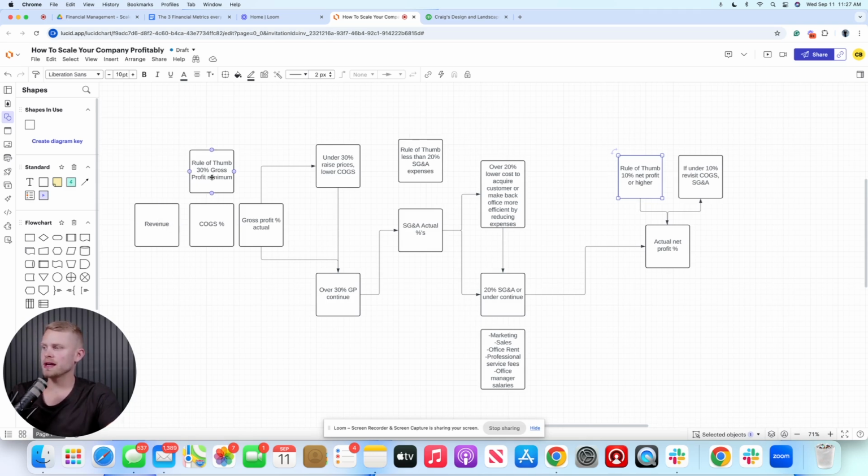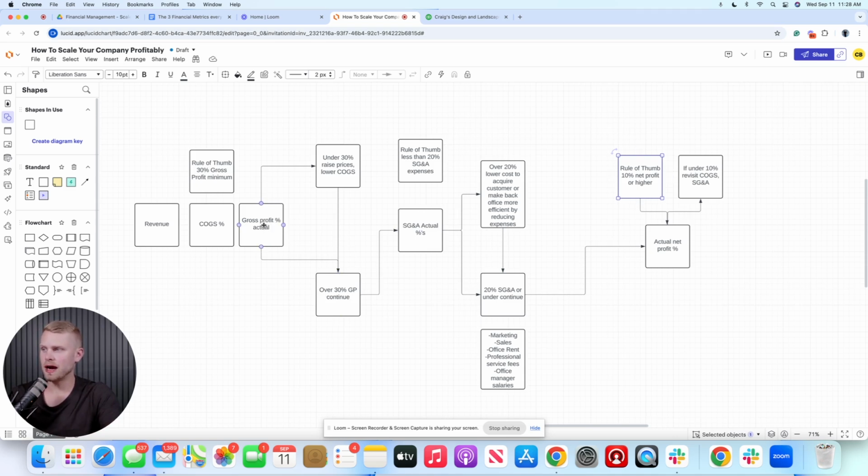So you're looking at your company's QuickBooks and you're achieving at least 30% gross profit or more. Thumbs up, amazing. Move on to the next stage, which is here, right? You can download a copy of this in the description below and get access to this so you can play around with the numbers for your business. Your gross profit percentage actual here, if you're over 30%, then you move on.